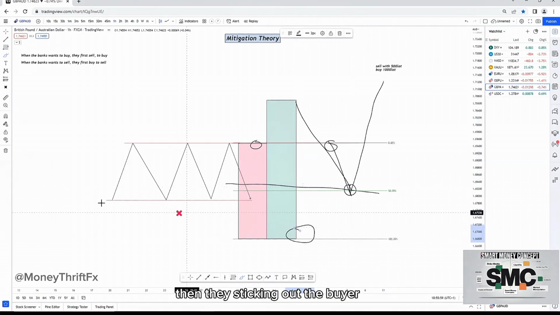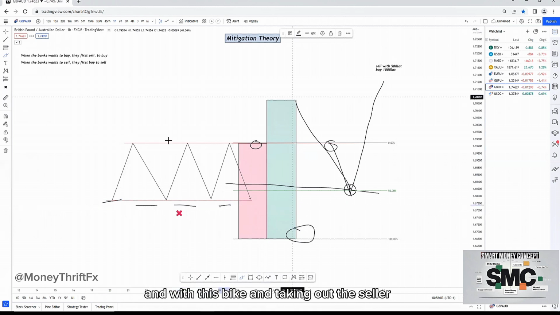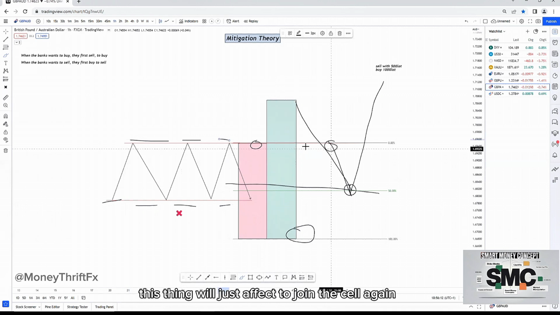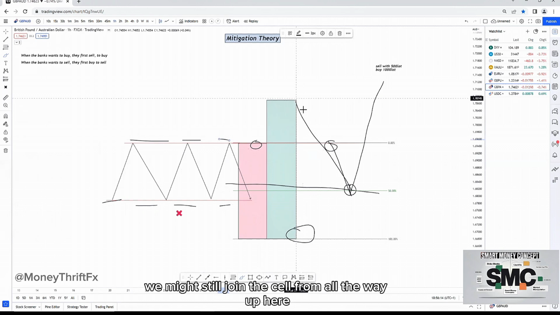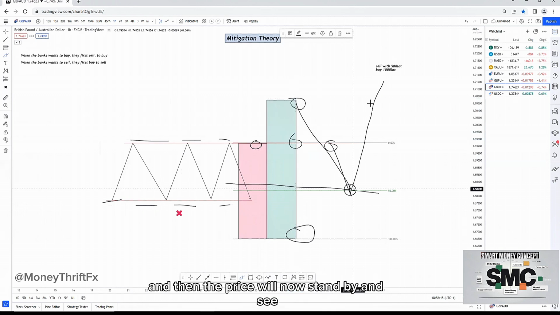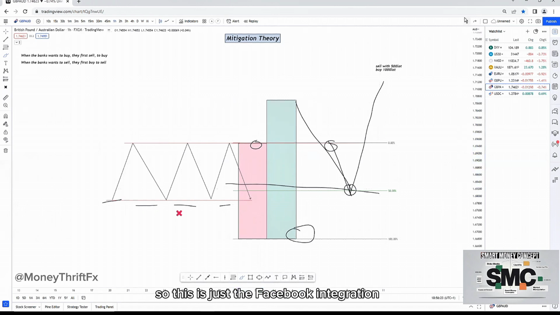By then, they've taken out the buyer stop loss that was below here, and with this buy candle, taking out the seller stop loss here. And then some more sellers will feel like, okay, this thing was just a fake move, let us join the sell again. They might still join the sell from all the way up here, only to come down, and then the price will start buying and take them out again. Okay, so this is just the principle of mitigation theory.